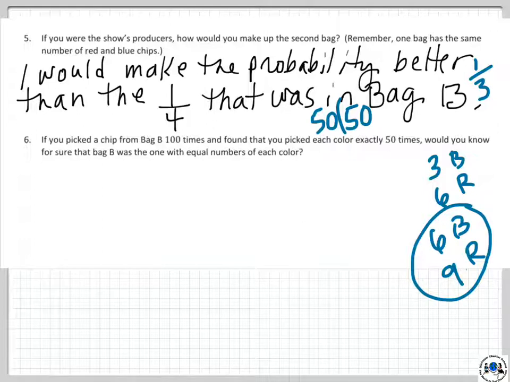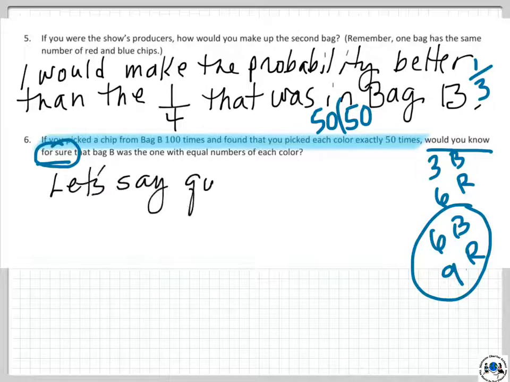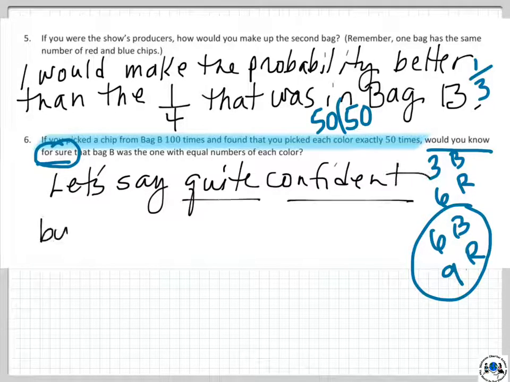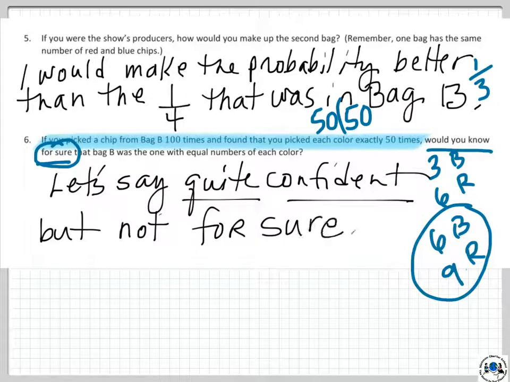Anywho, so last question here. If you picked a chip from bag B 100 times and found that you picked each color exactly 50 times, would you know for sure that bag B was the one with equal numbers of each color? And this is a big claim right there, for sure. Okay, I underlined too. So let's say quite confident, but not for sure.